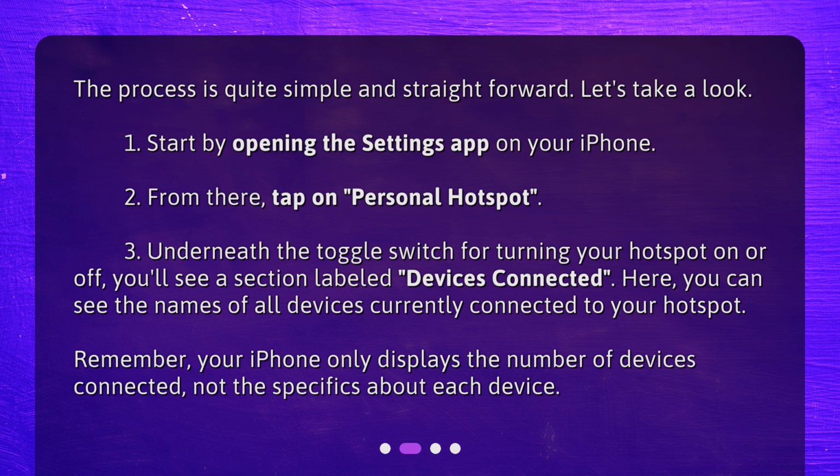3. Underneath the toggle switch for turning your hotspot on or off, you'll see a section labeled Devices Connected. Here, you can see the names of all devices currently connected to your hotspot. Remember, your iPhone only displays the number of devices connected, not the specifics about each device.